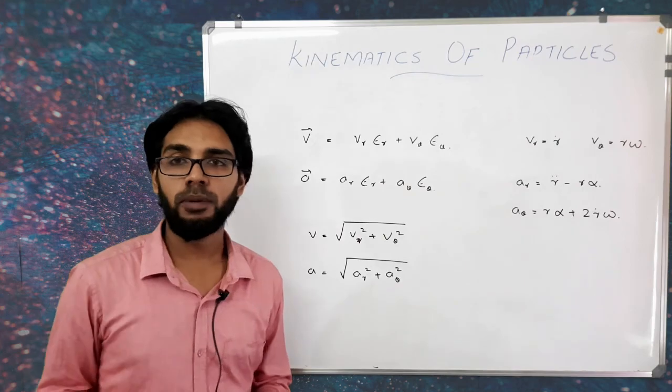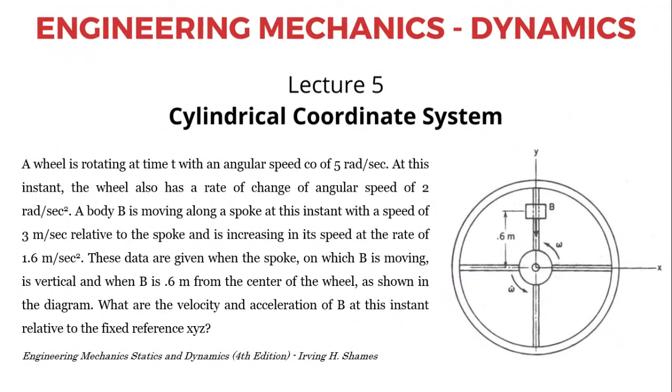So let us do a problem regarding polar coordinates. A wheel is rotating at time t with an angular speed omega of 5 radians per second. At this instant, the wheel also has a rate of change of angular speed of 2 radians per second square. A body B is moving along a spoke at this instant with a speed of 3 meter per second relative to the spoke, and is increasing in its speed at the rate of 1.6 meter per second square.